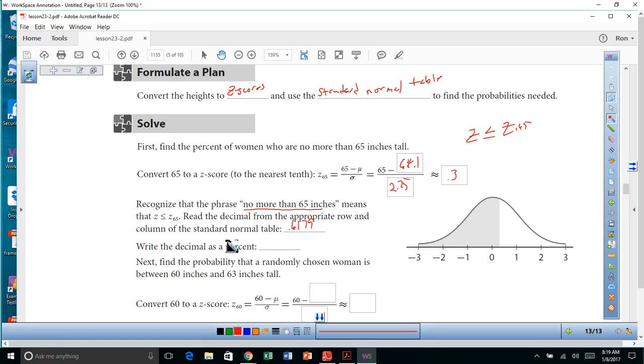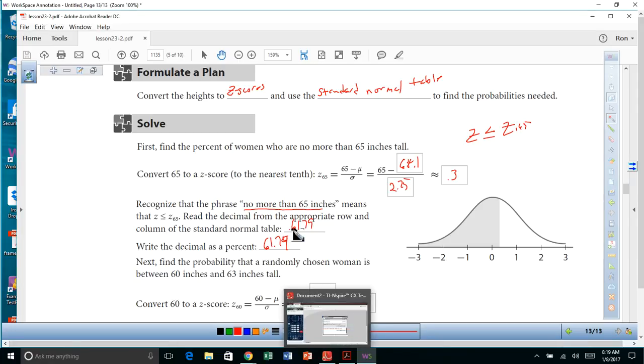0.6179. Write the decimal as a percent. 61.79%. Next, find the probability that a randomly chosen woman is no more than 65 inches tall. Let me show you an easier way to do that. You can do it with your calculator.